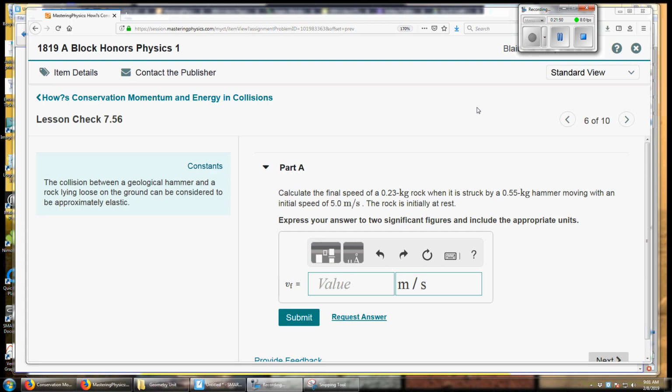All right, so on to number 6. In 6, we have a hammer hitting a rock that's lying loose on the ground. And they're telling us that it is elastic. So now again, I have a bigger hitting a smaller. So again, I'm going to think the hammer is going to keep moving forward. Maybe not, but I can tell that from positive and negative afterwards. So I'm going to guess that.